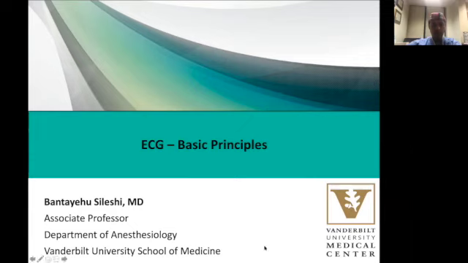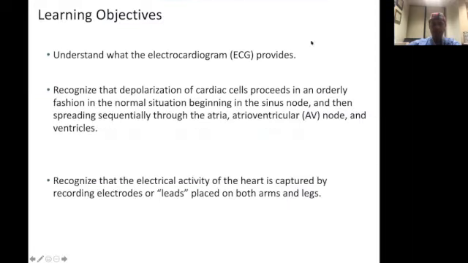The goal of this lecture is to go over the basic principles of EKG. So here are my objectives. My objectives are that you would understand what the EKG provides, and that you'll be able to recognize that depolarization of cardiac cells proceeds in an orderly fashion in a normal situation, starting at the sinus node and moving all the way to the ventricles. And that you will recognize that the electrical activity of the heart is captured by recording electrodes or leads placed on both arms and legs.